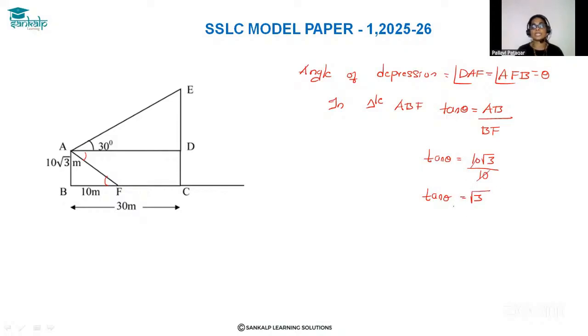So theta 60 degree, tan theta root 3 comes. So tan theta is equal to tan 60 degree. Okay. So therefore angle of depression theta is equal to 60 degree.